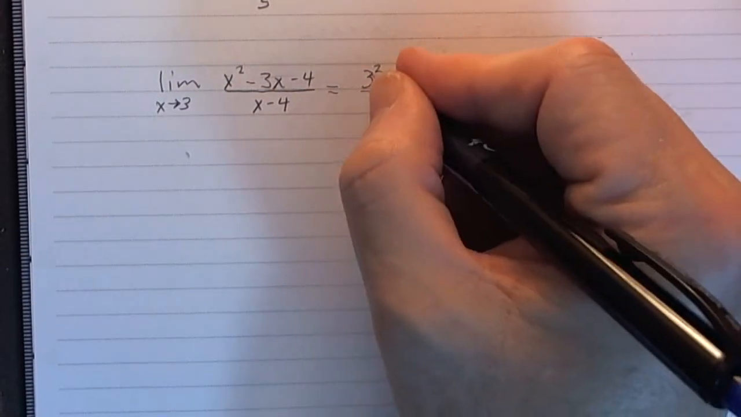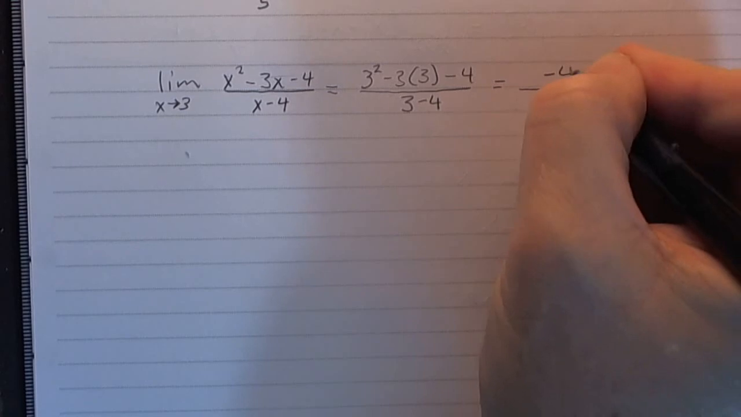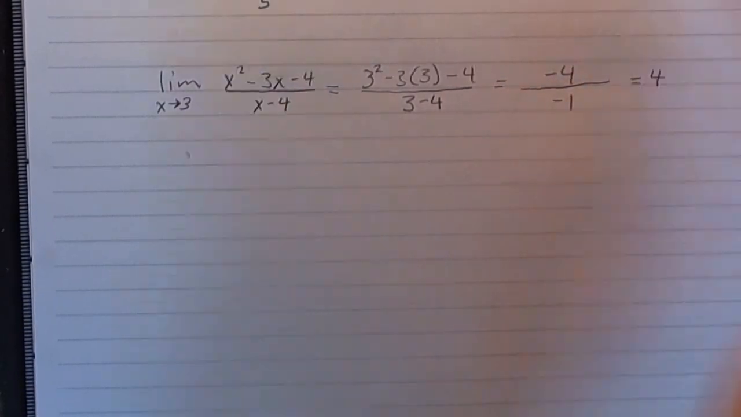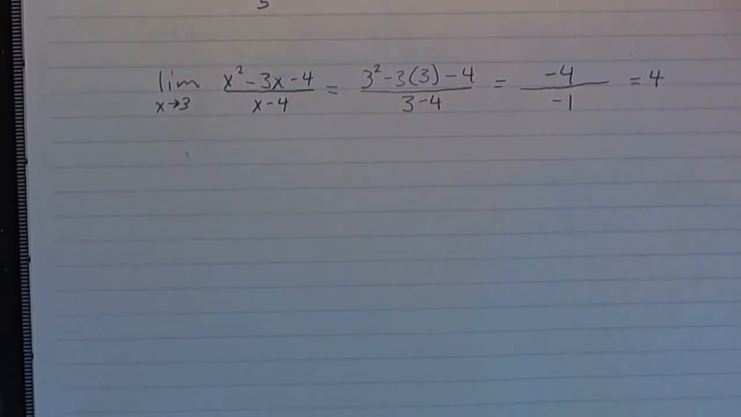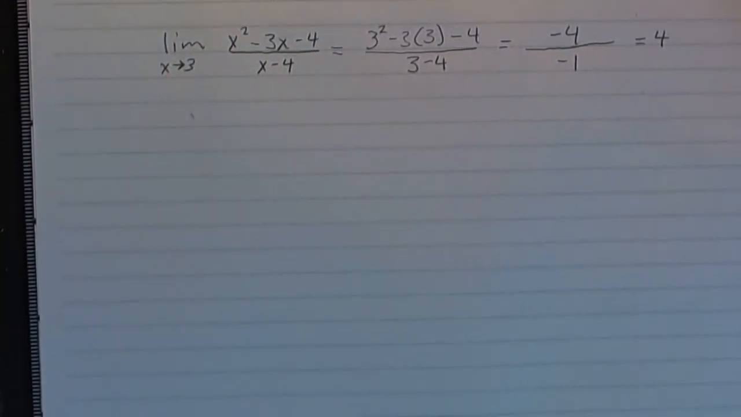Let's see what the top is. I've got 9 minus 9. Look at that. Minus 4. So it looks like that limit is 4. There, so just plugging in worked out nicely for us.